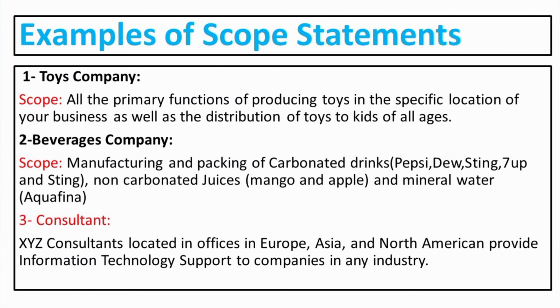Now we see examples of scope statements. First of all, a toys company. The scope of a toys company in the context of ISO 9001 could be: all the primary functions of producing toys at the specific location of your business, as well as the distribution of toys to kids of all ages. For a beverage company, the scope statement could be manufacturing and packing of carbonated drinks like Pepsi, Mountain Dew, Sting, and 7 Up, non-carbonated juices, mango and apple, and mineral water like Aquafina. And the scope of a consultant company could be: XYZ consultant, with offices located in Europe, Asia and North America, provides information technology support to companies in any industry.